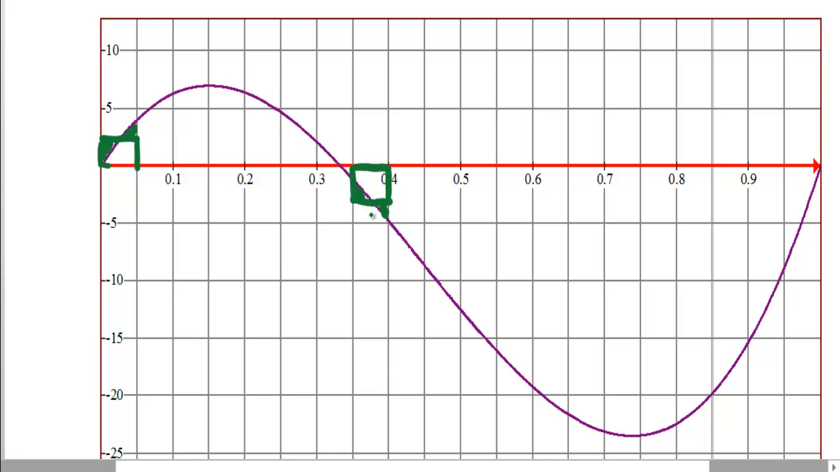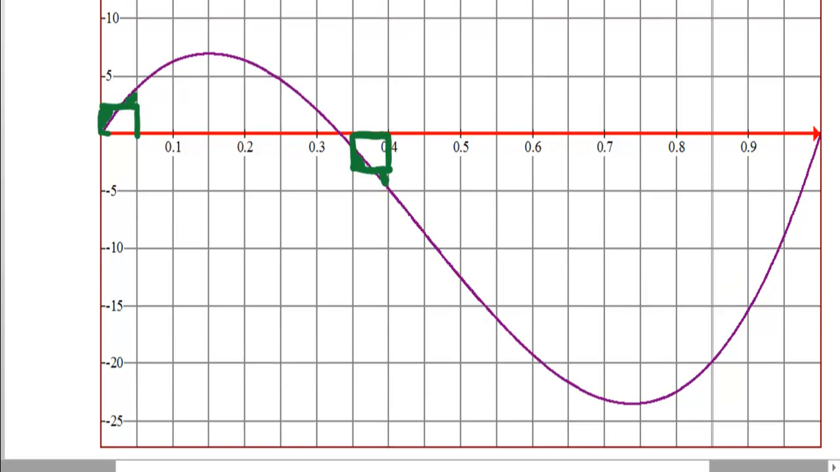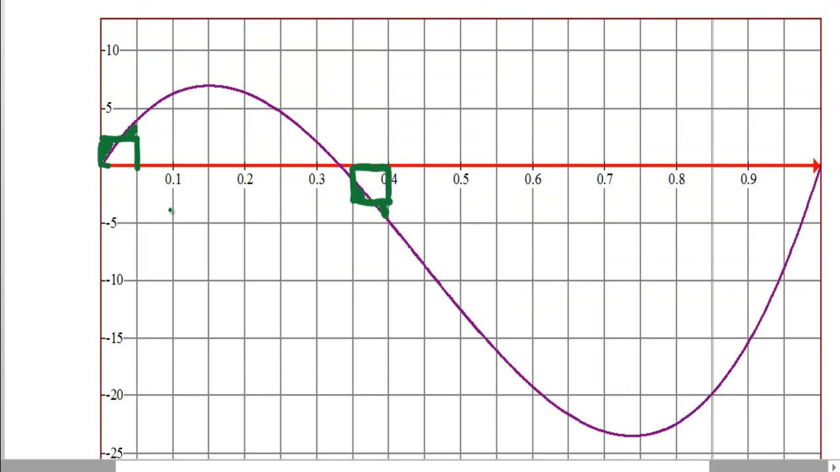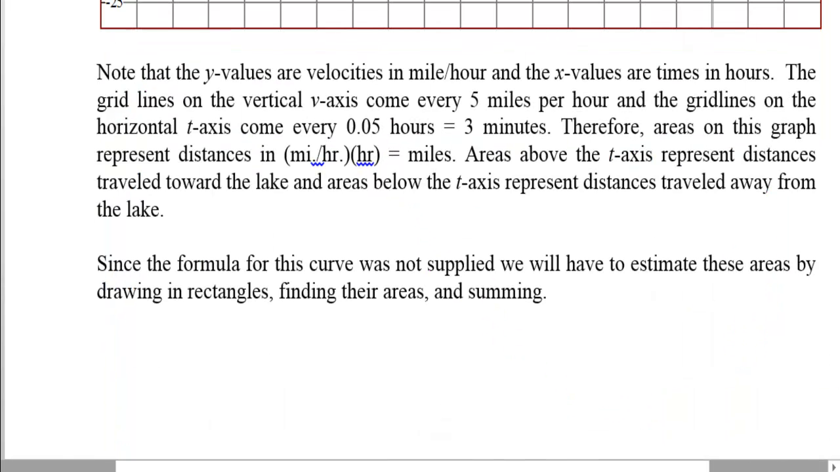And you want to do this for each interval that we're working with, and this is going to help us work it this way. Each interval looks like 0.05 hours, or about 3 minutes. Okay, and so we need to work that out.